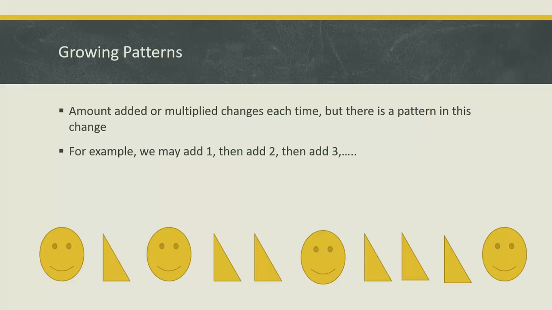Sometimes the patterns can be a little bit more complex to figure out. It might be an example of a growing pattern. So in a growing pattern, we don't do the same thing each time, but there's definitely a pattern to our change. So if it was an adding problem, we might add 1, then add 2, then add 3, then add 4. So I'm not doing the same thing, but it's predictable.